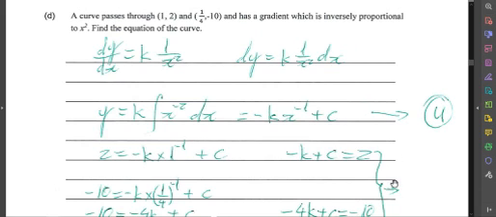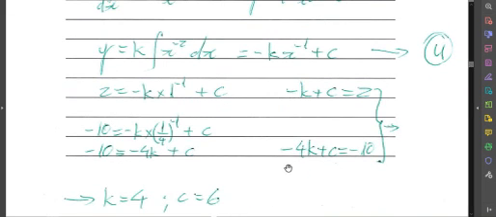What now? I know that when y equals 2, x is 1. So I plug that in, and I find negative k plus c is equal to 2. Yeah? I still have two unknowns, k and c. And then I've got this other point where y is negative 10, x is 1 over 4. I plug them in here, and I end up with another equation: negative 4k plus c equals negative 10.